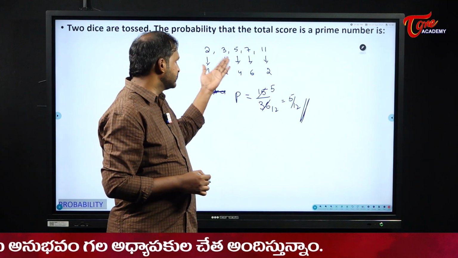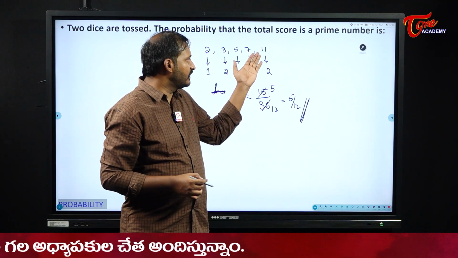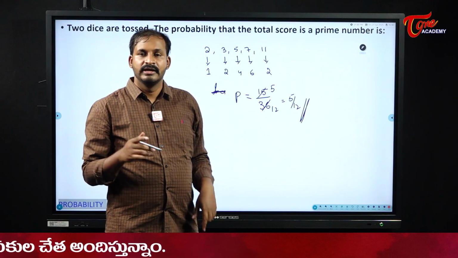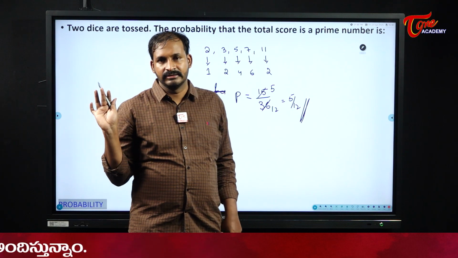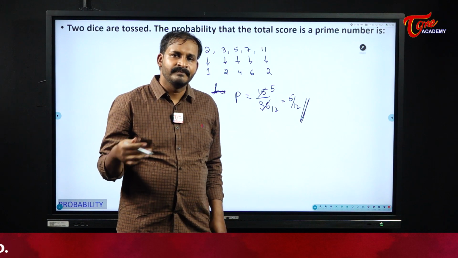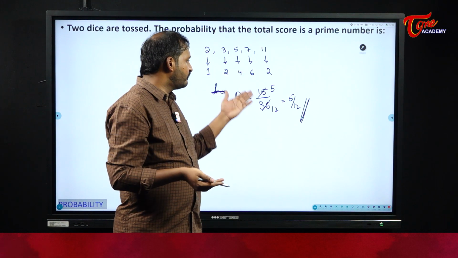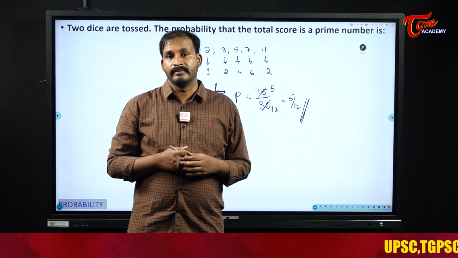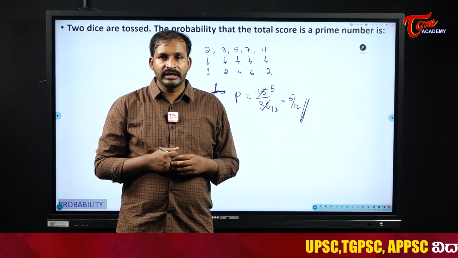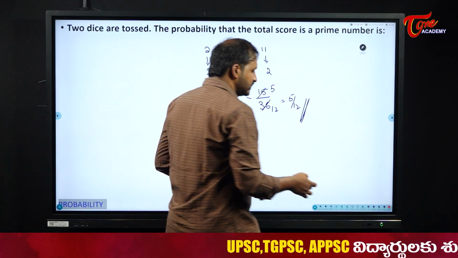If you write all the chances, see, you need to write for 2, 3, 5, 7 and 11, not for a single number. For a single number, somehow we will write it. Okay, even though it takes some time, we will try to write it. But this is not for a single number, this is for 5 numbers. Okay, understood? This is how we are going to solve this one.